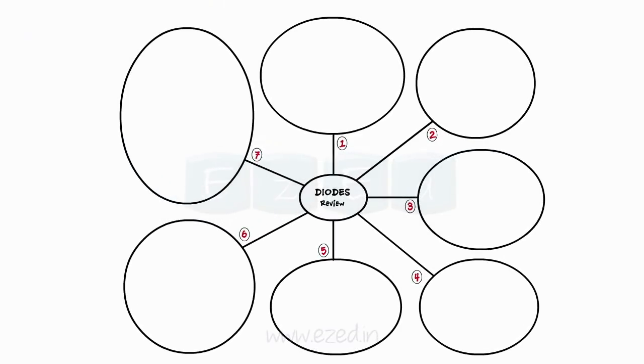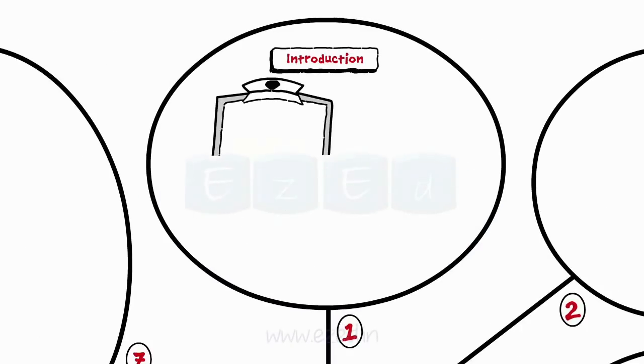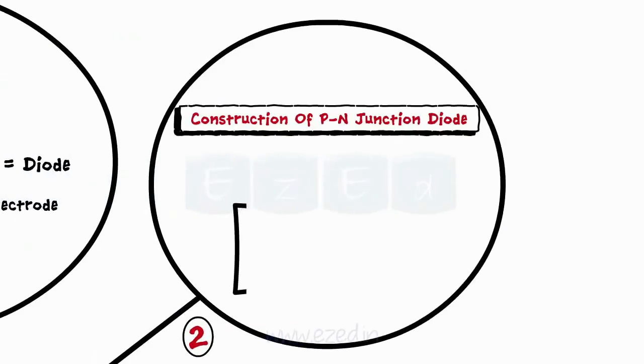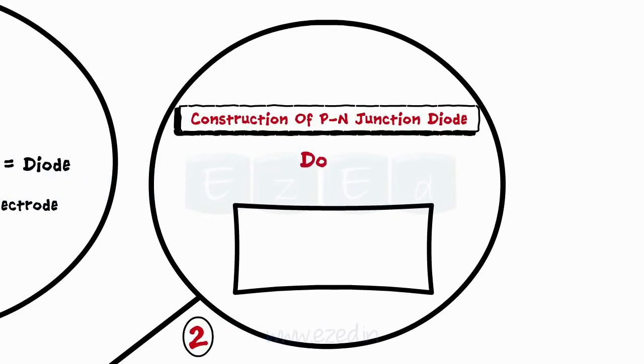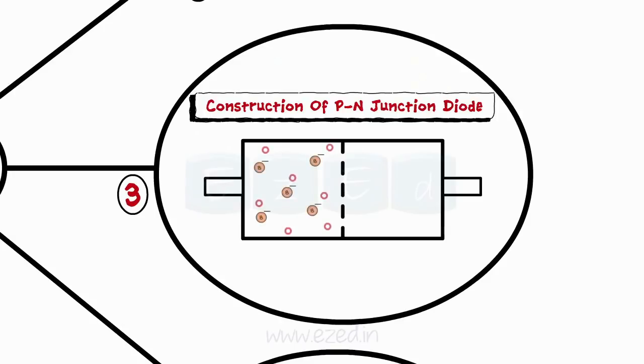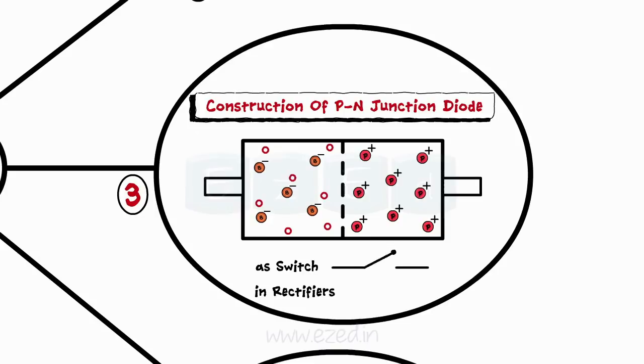Let's have a quick review of what we've studied in this lecture. William Henry Eccles was the first who coined the term diode in 1919. Diode nomenclature is derived from the Greek roots di, meaning two, and ode, meaning electrodes. The diode is a semiconductor device formed by doping the P and N type extrinsic semiconductors into pure silicon or germanium semiconductor. A junction formed between P and N regions of the diode finds many applications in electronics, as the diode is used as a switch or in rectifiers.